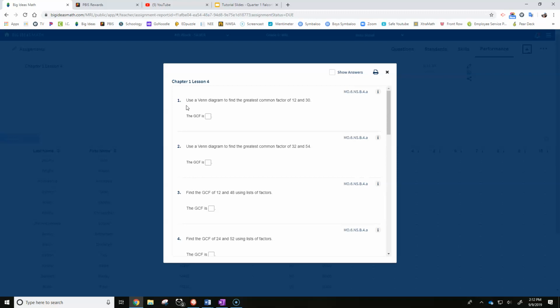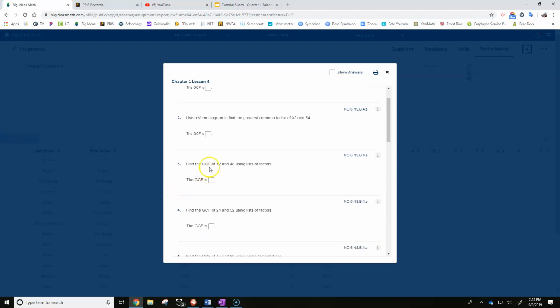On number 1, 2. You do not have to use a Venn diagram. You can do any method you choose. You have to show it on your paper. Number 3. Oh, I'll fix it. My cable just got loose.